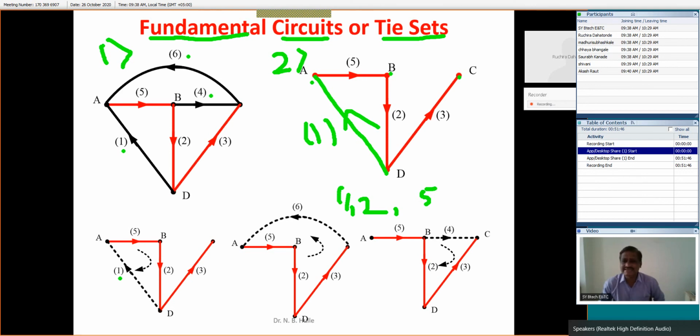What is the tie set? A tie set is a set of the branches in that particular loop. This tie set number 1 is branch number 1, branch number 2, and branch number 5.